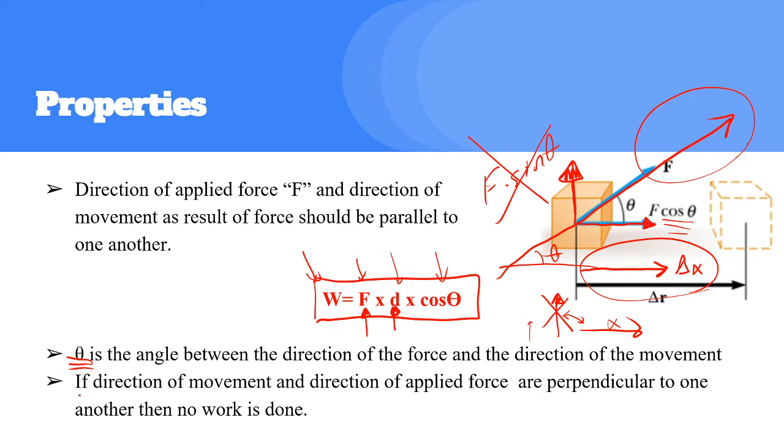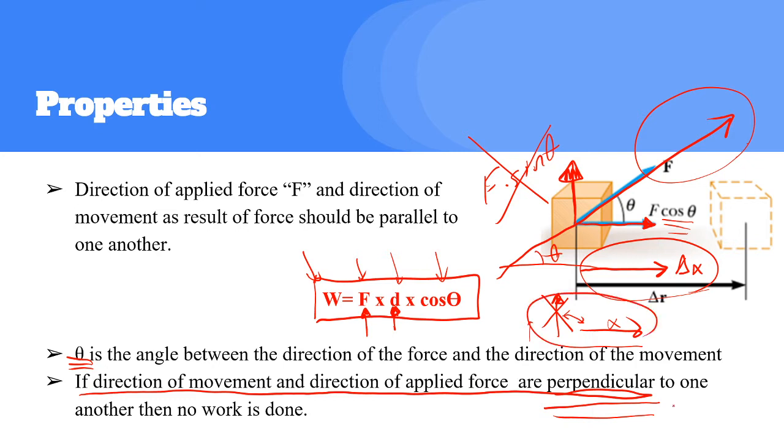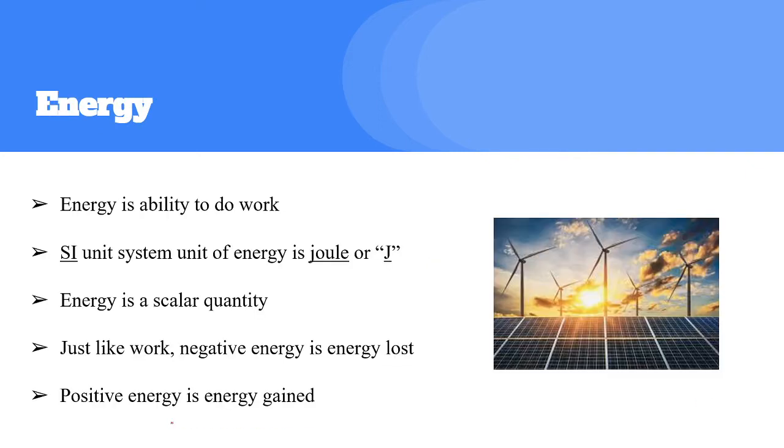And if the direction of movement and the direction of applied force are perpendicular, like we had in here, then no work is done. Alright, what's energy? Because work and energy are used together most of the time. Energy is basically the ability to do work. So if you have energy, then you're going to be able to do work. Or if you would like to do work, you need to have some energy.